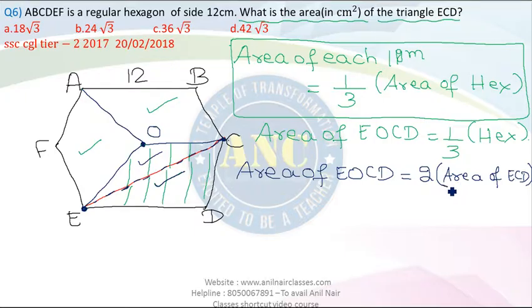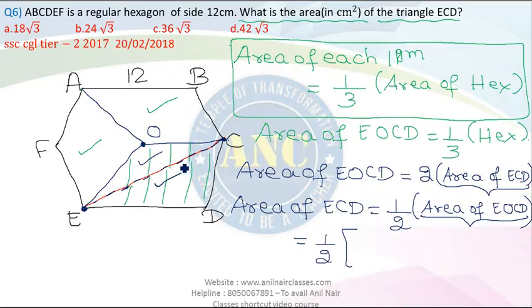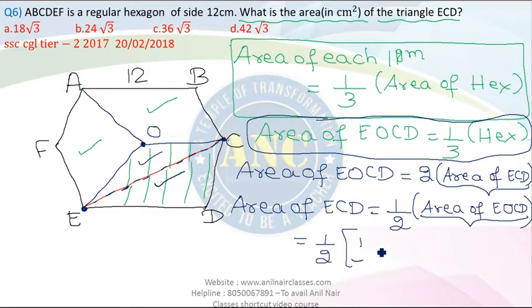So what is asked right now? ECD area is asked. So I can write it as area of triangle ECD is 1/2 times, shift this 2 to the left hand side, 1/2 times area of parallelogram EOCD, right? But again, thinking a little logically, you will understand that area of parallelogram EOCD is nothing but equal to 1/3 of area of regular hexagon.